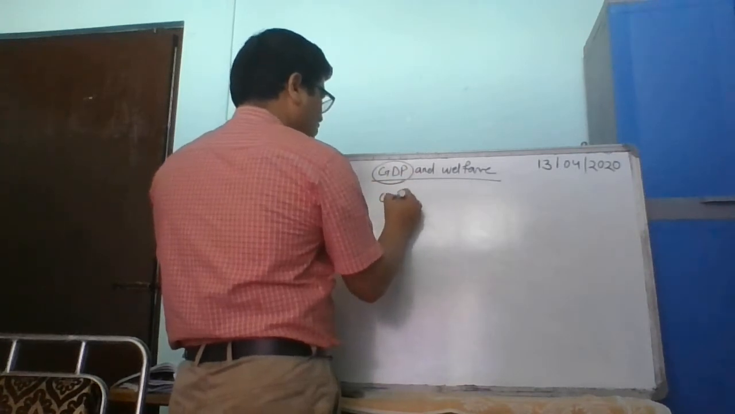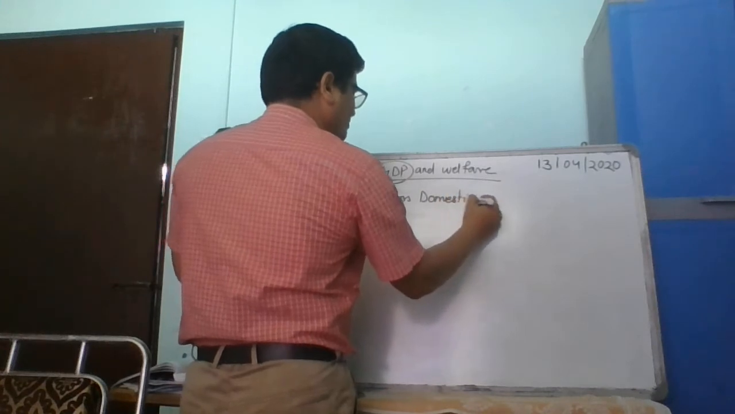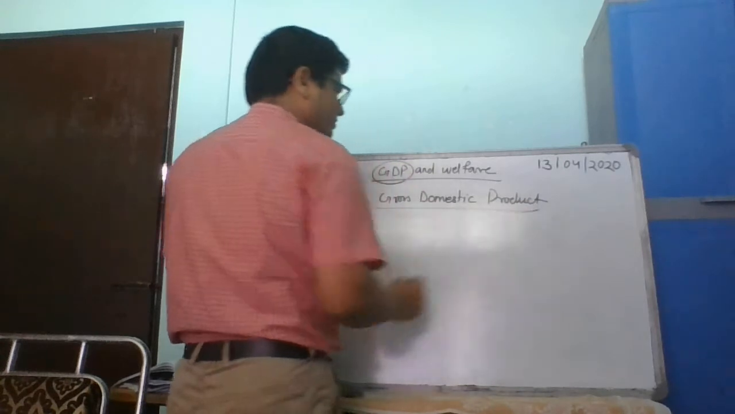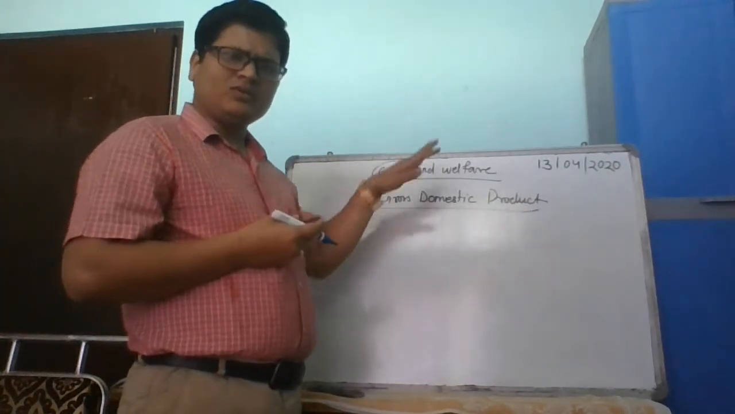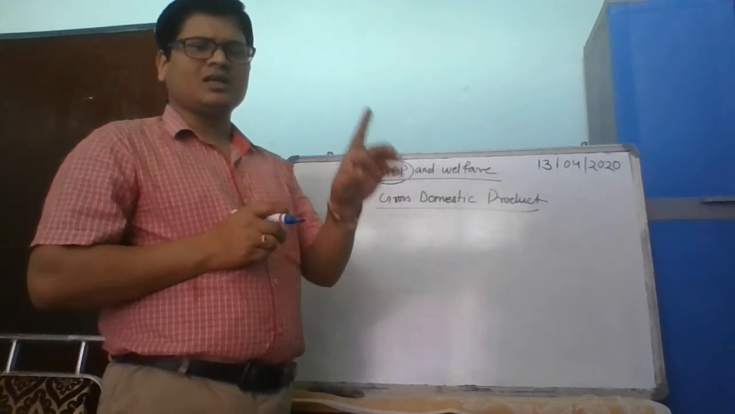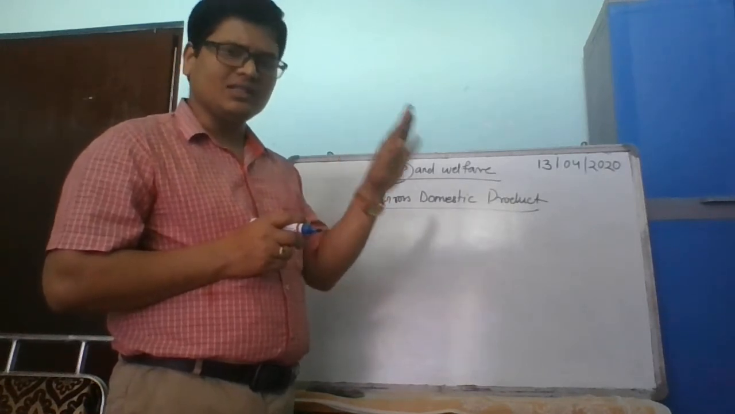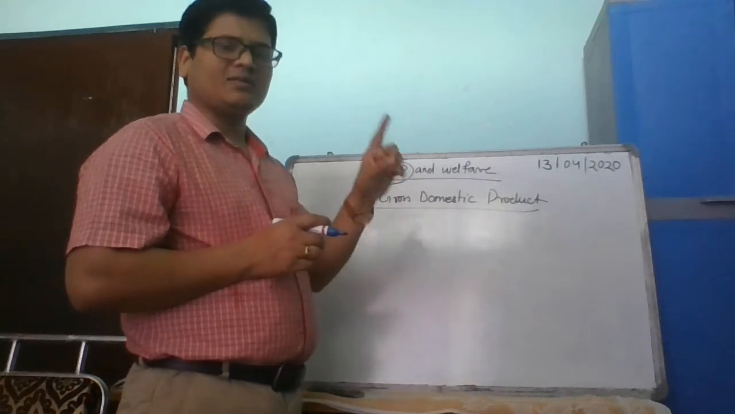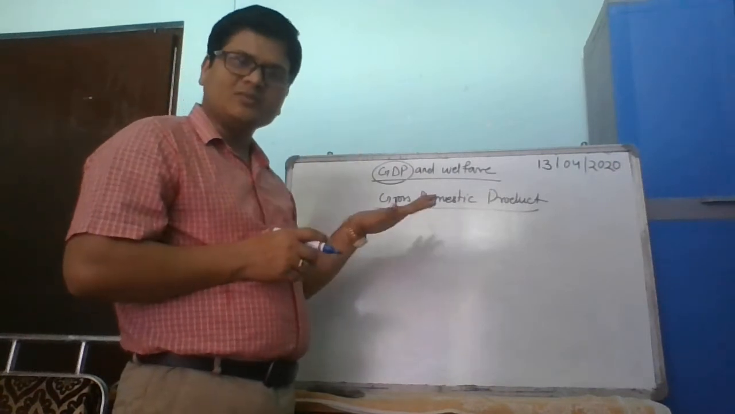That means gross domestic product. That means the market value of all final goods and services produced in the domestic territory of a country during an accounting year. If that market value of the current year is calculated, that is called nominal GDP.